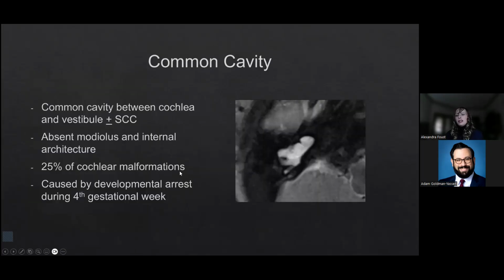All right, moving up, now we have some semblance of a cochlea. We're moving to the common cavity malformation. In this situation, we've got this dysmorphic, poorly formed cochlea that forms a common cavity with the vestibule and semicircular canals. You'll note that this cochlea is missing a lot of structure. It doesn't have internal architecture. It doesn't have any modiolus. And this is one of the more common potential cochlear malformations, hit again pretty early in fetal life by around the fourth gestational week.